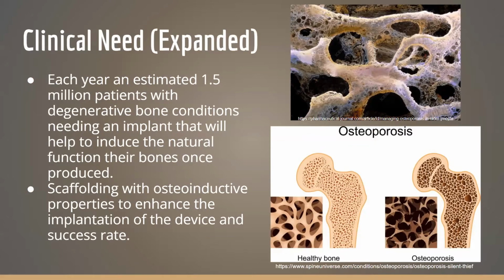As said in the last slide, there are an estimated 1.5 million patients each year with degenerative bone conditions, needing implantation that will encourage the regrowth of the degraded bone, such as osteoporosis. Osteoporosis is a common bone disorder characterized by the progressive loss of bone. Bone tissue naturally degrades and renews itself. However, with osteoporosis, the bone degrades faster than it can regenerate. Current scaffolds' osteoconductive properties enhance the implementation of the device and the success rate to combat these conditions.